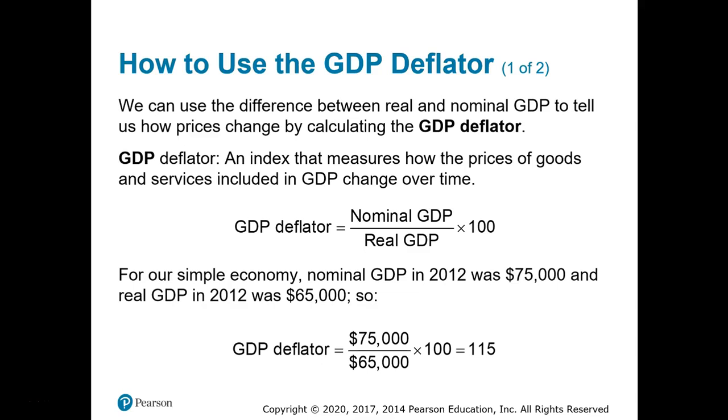And so our nominal GDP in 2012 was 75,000. Our real GDP was 65,000. Divide that and multiply, and it's a 15% difference from our base year. Now I'm going to tell you this is something that makes it easier to understand. If you can figure out the GDP deflator, you already understand inflation.